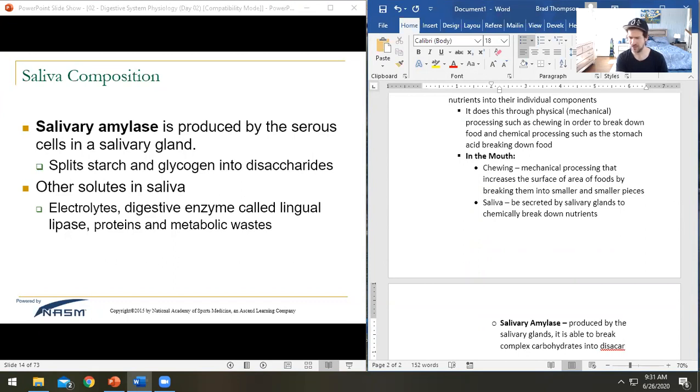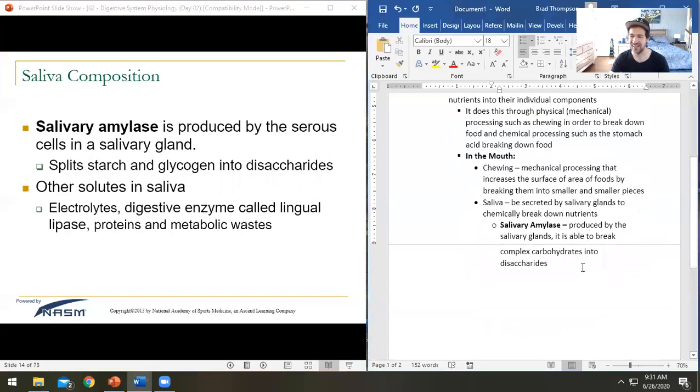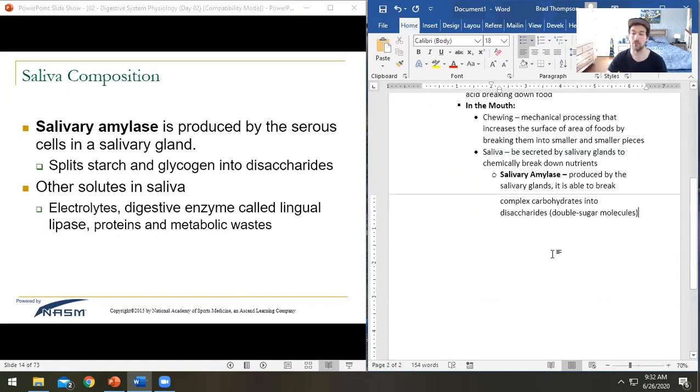Disaccharide, actually, how the heck, two C's? That's what it is. Break it into disaccharides to double. Okay, so salivary amylase can break down complex carbs into a 2-sugar molecule.